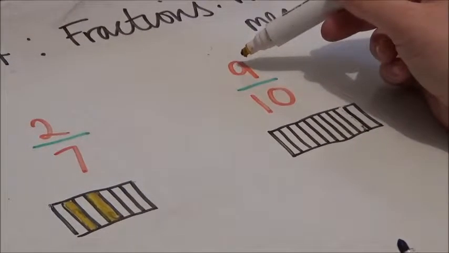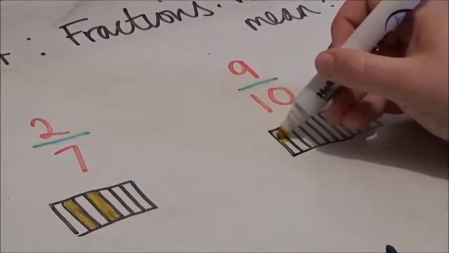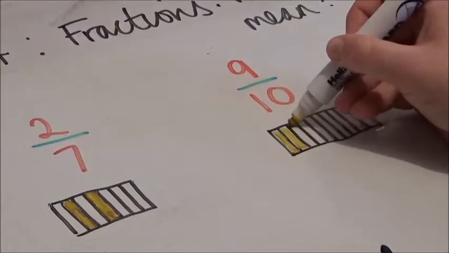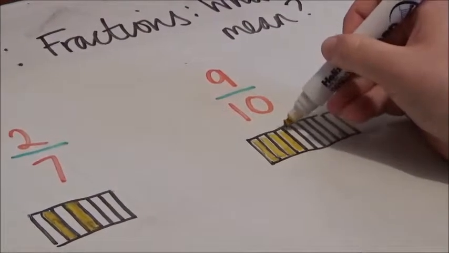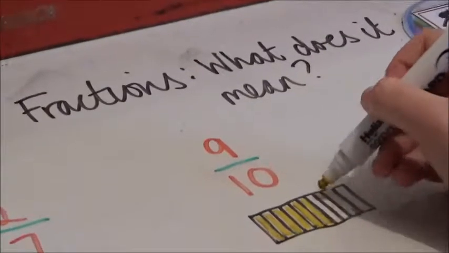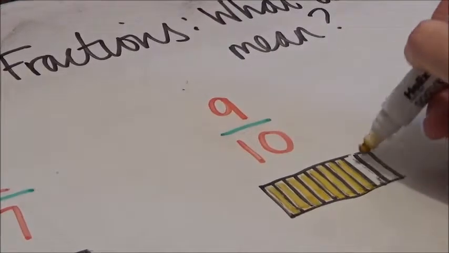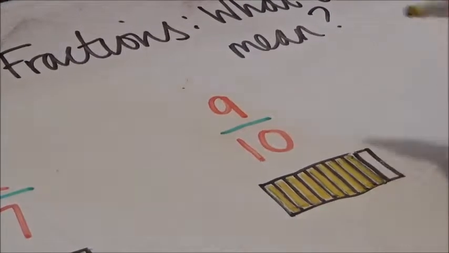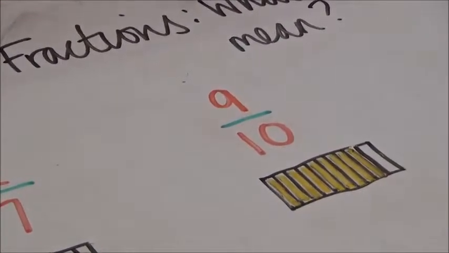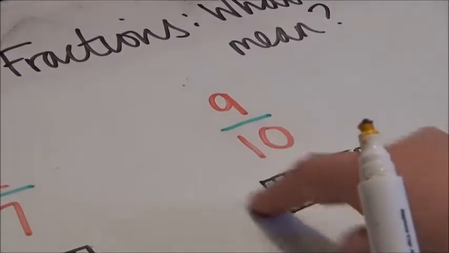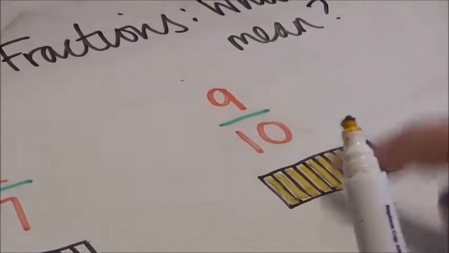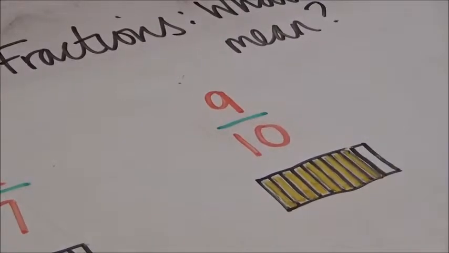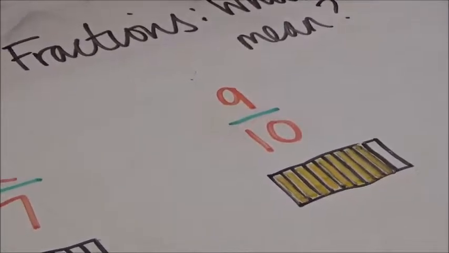And I'm looking at 9 pieces. 1, 2, 3, 4, 5, 6, 7, 8, 9 pieces. So that will represent 9/10. You can see I've got one whole rectangle. I'm looking at 9 pieces and we cut that whole into 10 pieces.